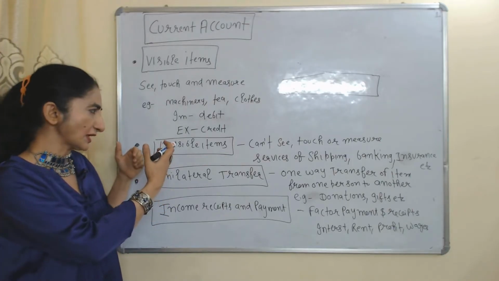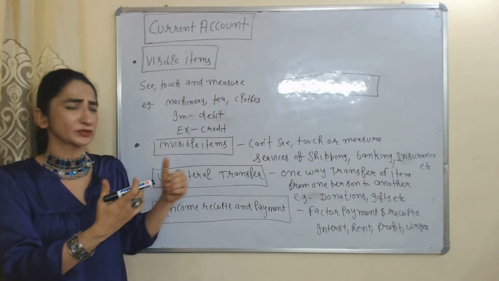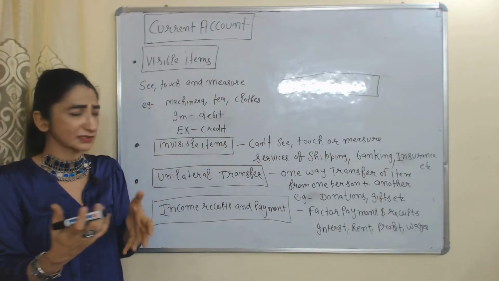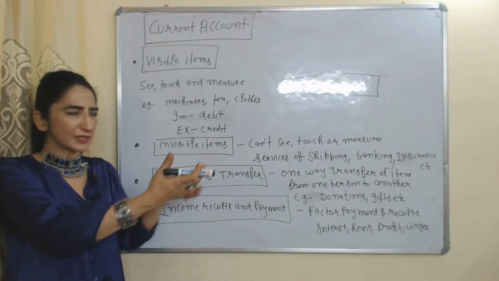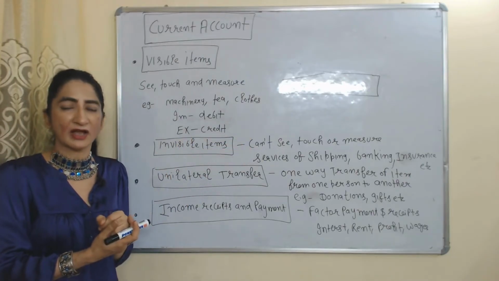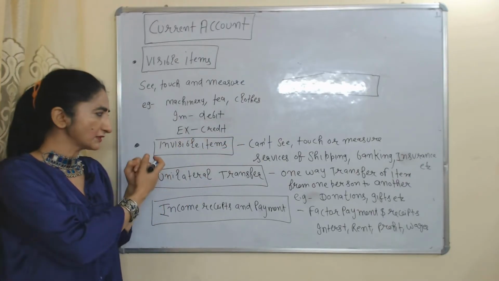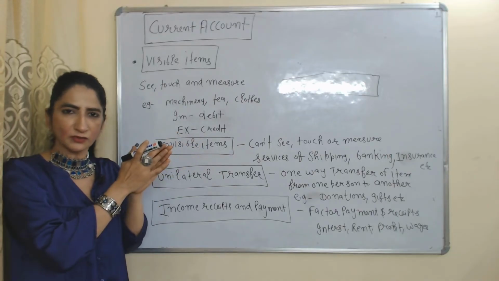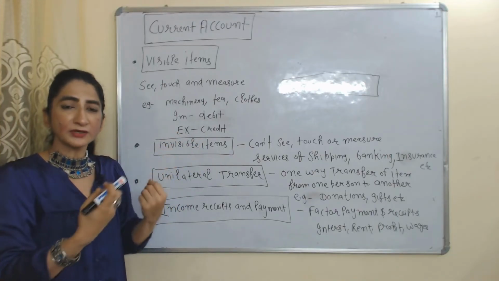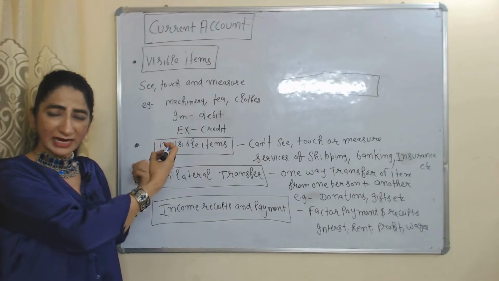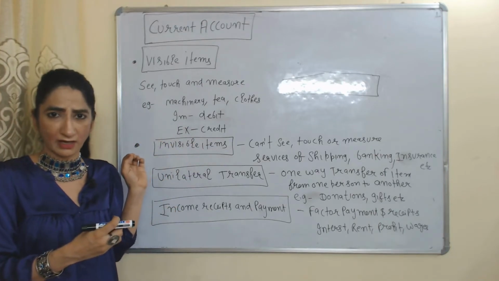Next is invisible items. Invisible items include things which we can't see, touch or measure. For example, services of shipping, banking, insurance, etc. If we are importing invisible items, it will be debited in the balance of payment account. If we are exporting invisible items, it will be credited in the balance of payment account.